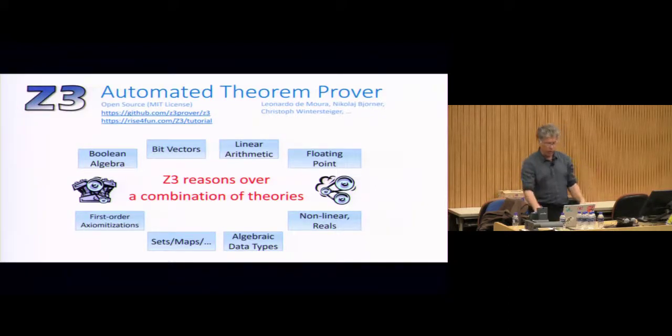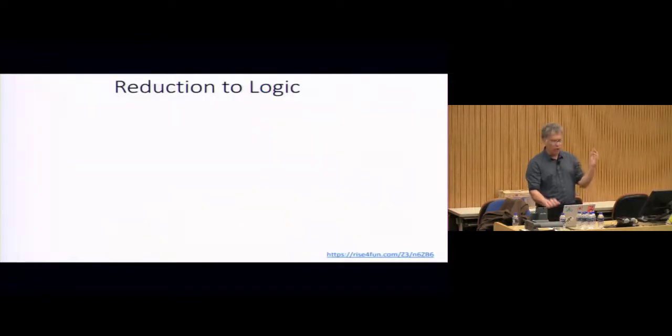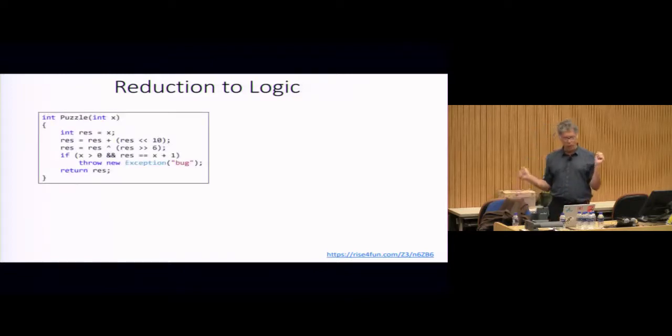And here you see some of the theories that it reasons over, which I mentioned before. Reduction to logic. So what does this really look like in practice? Here's a little C# program. It takes an integer that's a signed 32-bit value, and it does some manipulation. It copies that value to res. It does some bit twiddling on that, and it throws an exception if some condition is met. So is there a value of x that throws an exception?